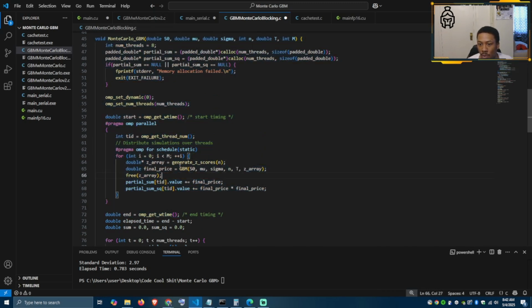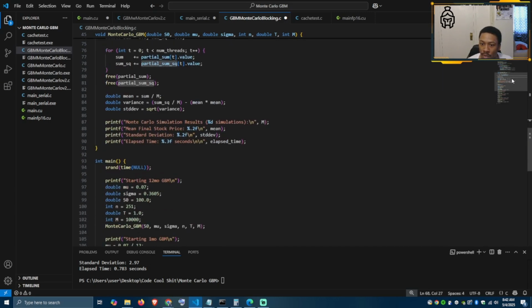Monte Carlo simulation is obviously just another for loop wrapped around it. So over m iterations, we're going to be calling GBM. So m is equal to 10,000 in this case, and we're essentially just going to be accumulating the final price into our partial sum and our partial sum square and printing out the average final price after 10,000 Monte Carlo simulations and then the standard deviation of this.